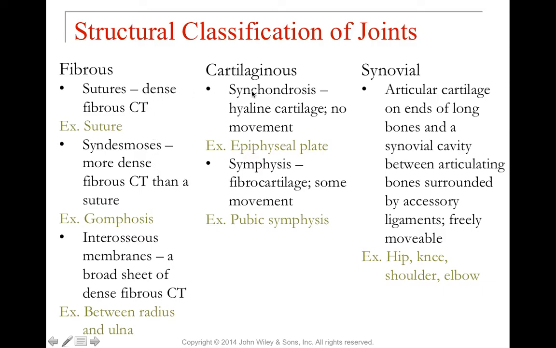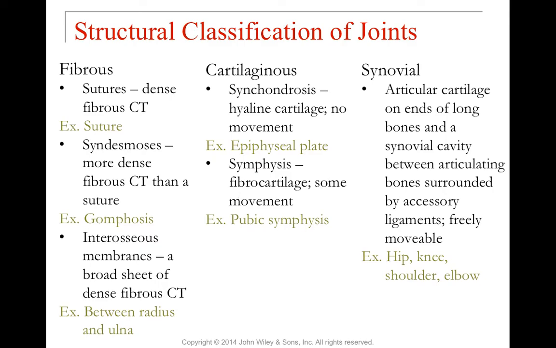We also have cartilaginous joints. These are generally going to be synchondroses. We'll talk about that in a second. They're hyaline cartilage, which means that they have no motion or very little motion. Some examples of these might be like the epiphyseal growth plate, for example, or might be someplace where we have fibrocartilage that allows some movement but not much. For an example, might be like the pubic symphysis.